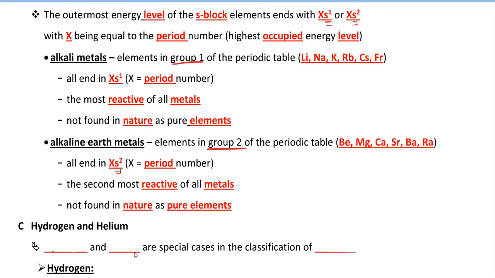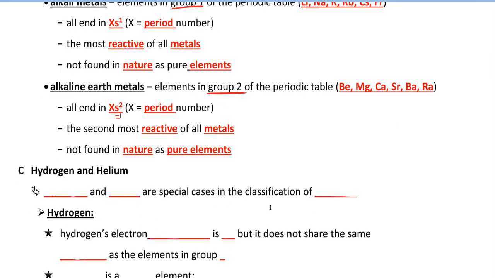All right, now we're going to take a little detour to talk about hydrogen and helium, because they are exceptions to these electron configurations being placed in particular blocks. Hydrogen and helium are special cases in the classification of elements, so we're talking about them right now.